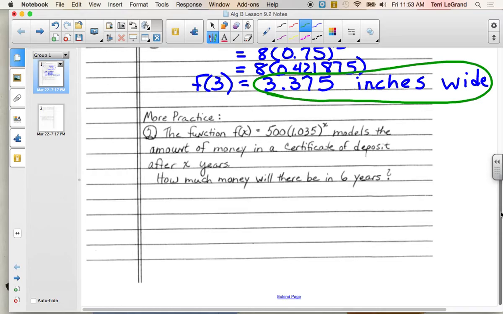Well, notice it says x is representing years. So where are we going to put that 6 in? For x. So f of x equals 500 times our B value, also known as our R value, raised to the 6th power.